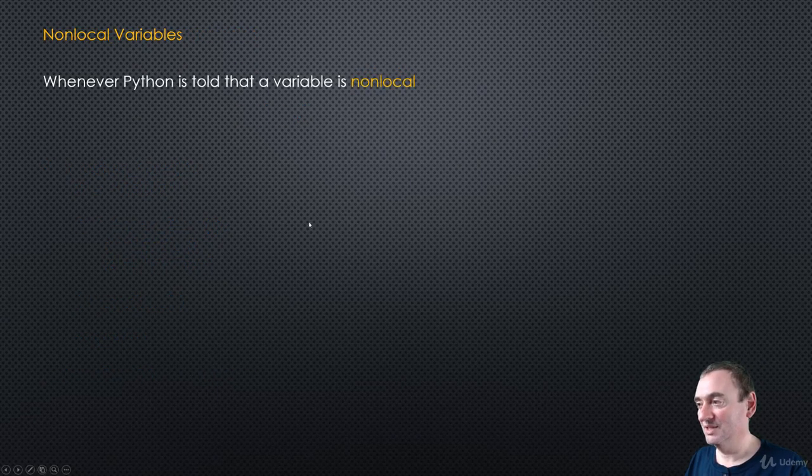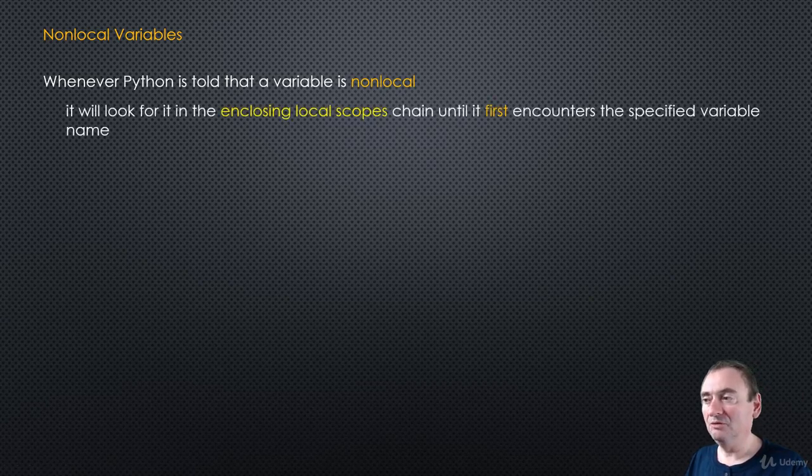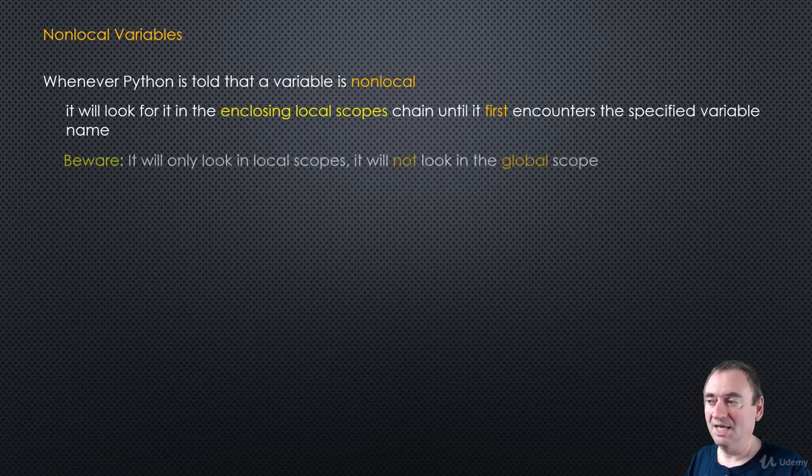So let's take a look at this. Whenever Python is told that a variable is non-local, and this is really critical, it will look for it in the enclosing local scope chain until it first encounters the specified variable name. But it will only look in the local scopes.